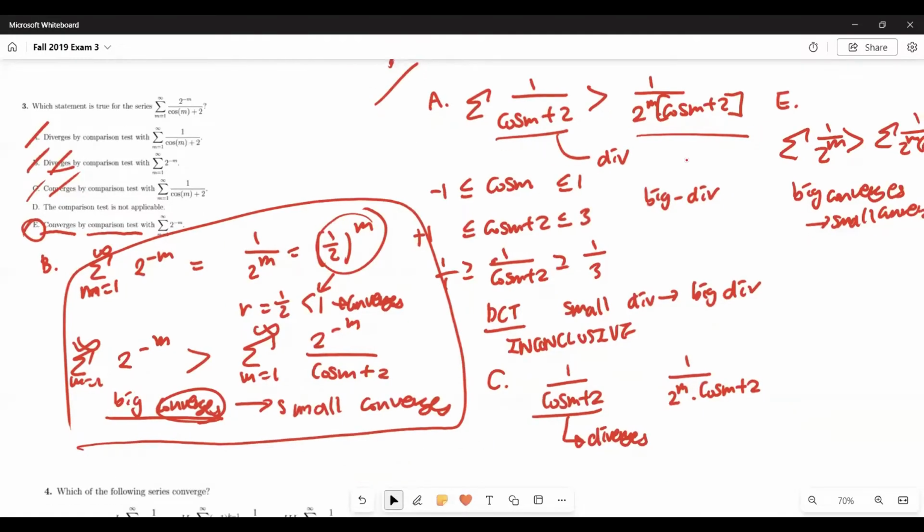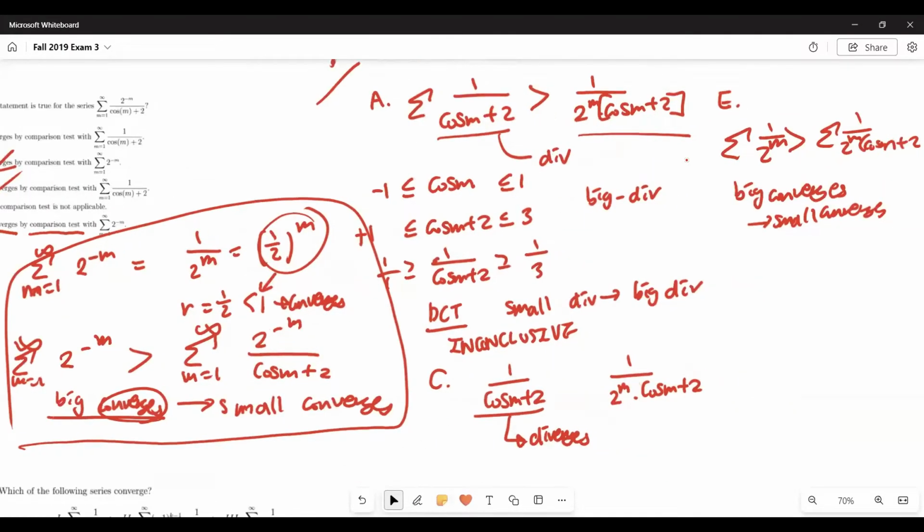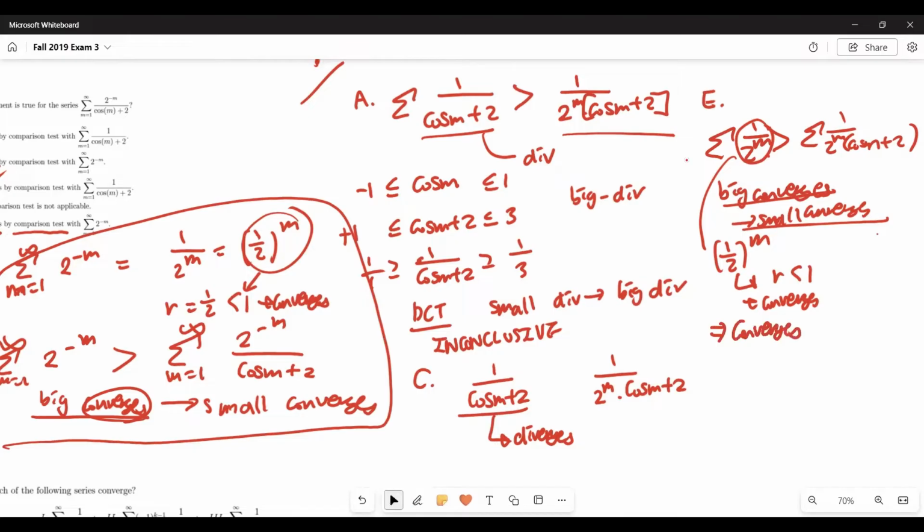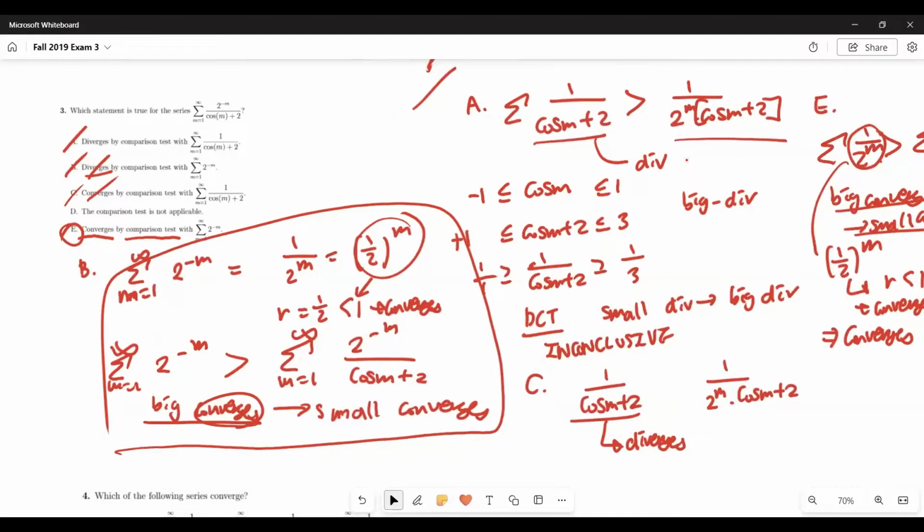So E is the right answer. If you don't remember your B, I can explain it again. So 1 over 2 to the m is convergent because of the geometric series. 1 over 2 to the m power, and the ratio is less than 1, which means it converges. And 1 over 2 to the m is bigger than 1 over 2 to the m cosine m plus 2. So the bigger one converges, then the small one converges, which is why we can say that it converges. So the answer for this question is E.